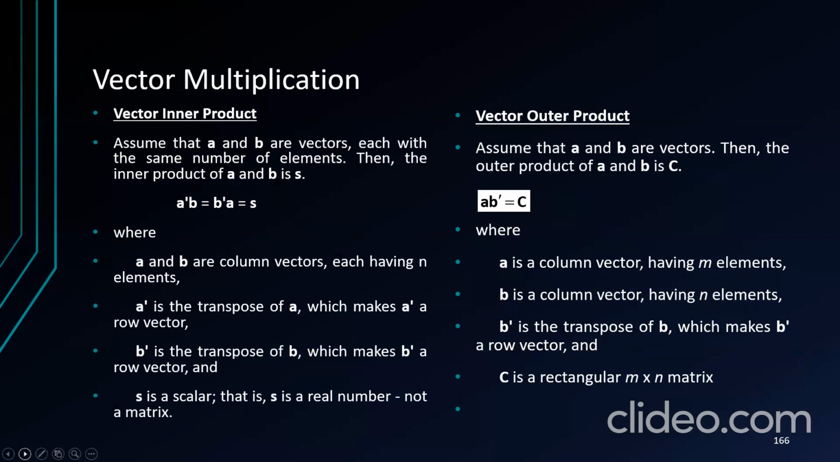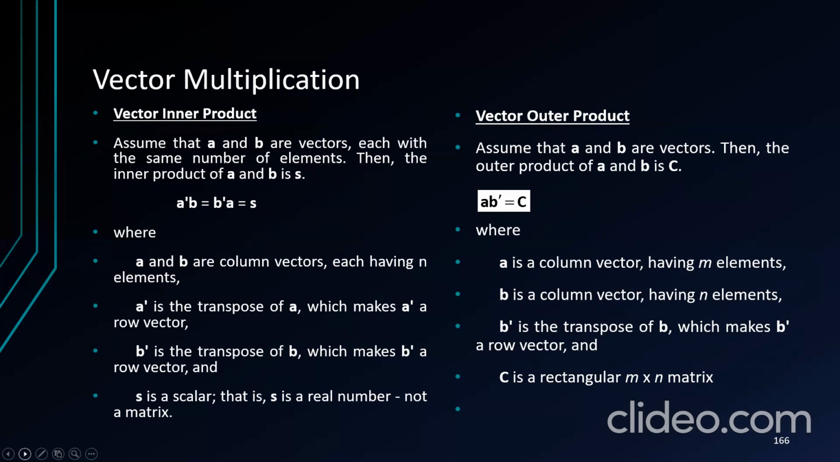Vectors multiplication. Vector inner product. Assume that A and B are vectors, each with the same number of elements. Then, the inner product of A and B is S. A prime B is equal to B prime A is equal to S, where A and B are column vectors, each has an element. A prime is the transpose of A, which makes A prime a row vector.